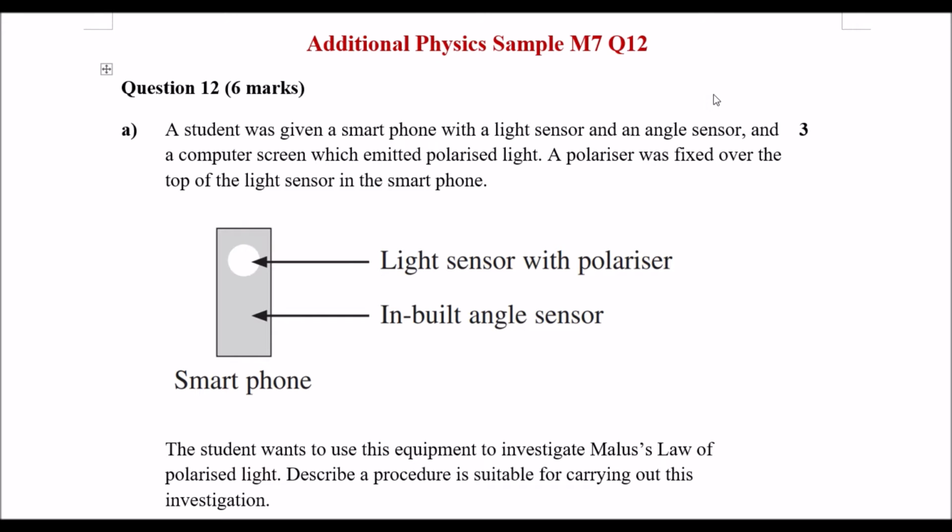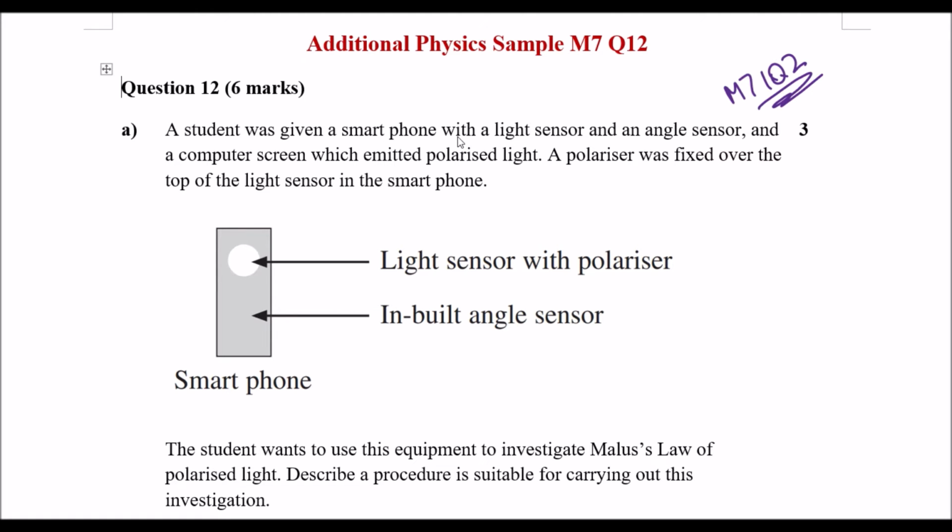My name is Mr. Wong, and today we'll be covering Module 7 Inquiry Question 2, which is all about the wave nature of light. Now, one of the components is polarization. So this is from the additional physics sample paper, question 12 for Module 7.